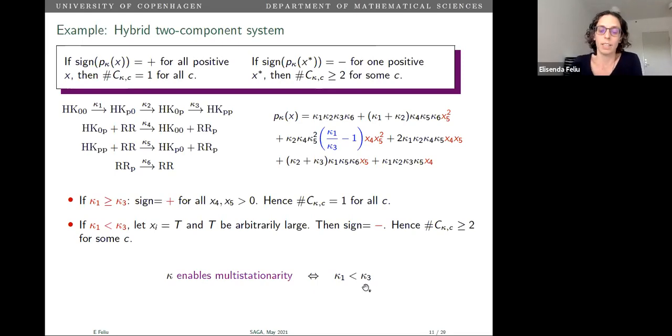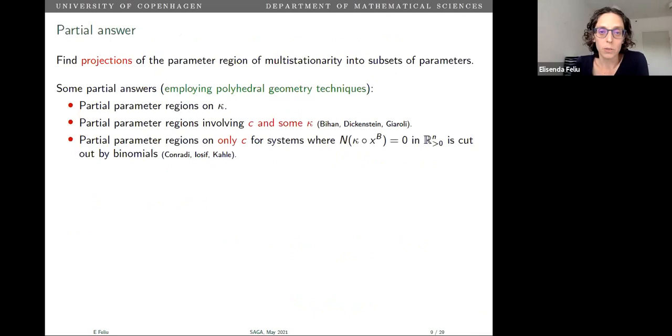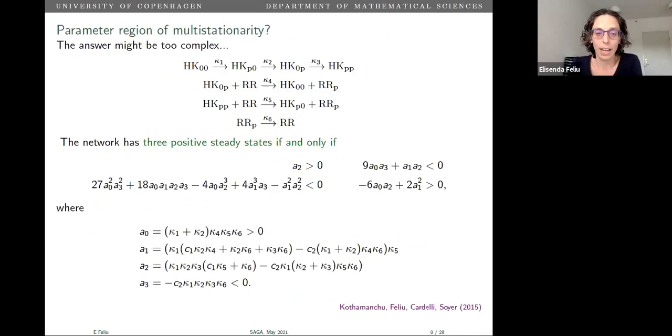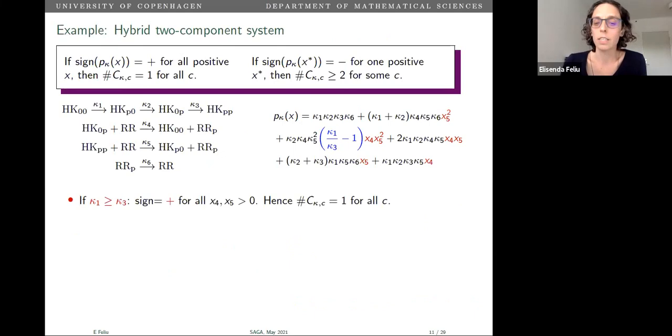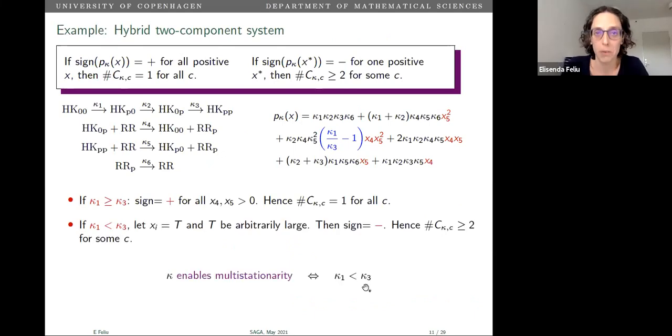Right? Going back to here, I don't see that K1 is smaller than K3, obviously, in the projection of this set, right? But we got it quite easily from this theorem. And also, this is an inequality that has a biological meaning.